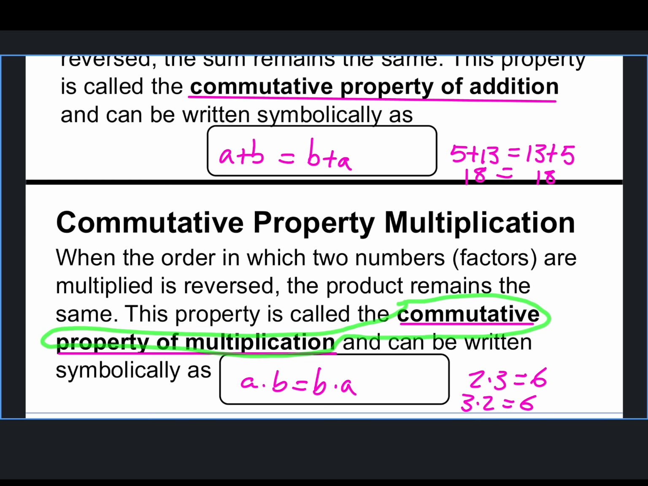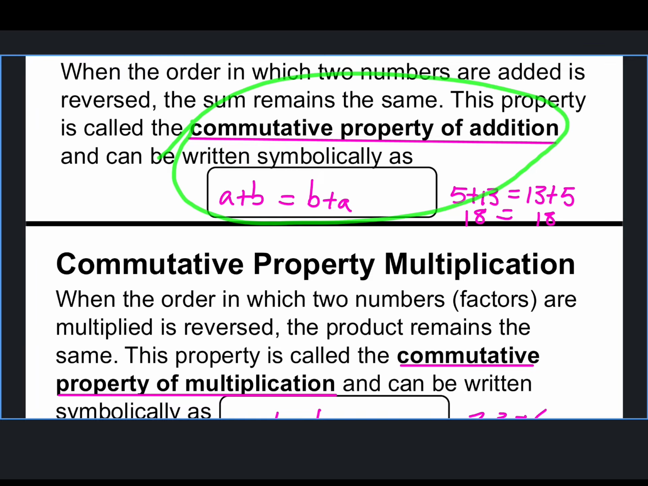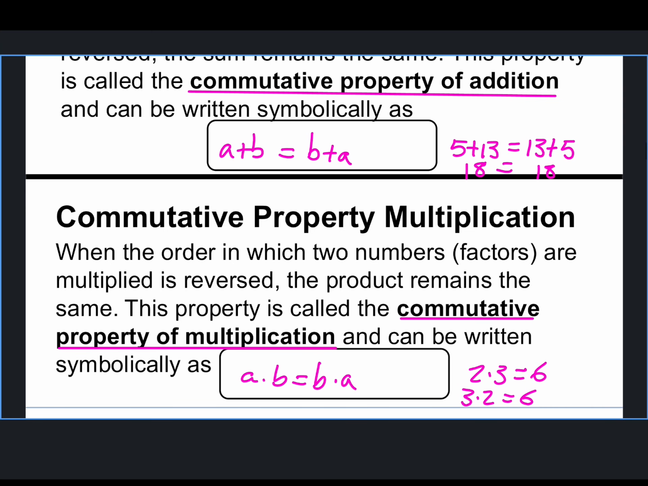Now, there is a commutative property of addition, and it's right here. It says that we can change the order of addition without changing the result. It is a very fancy way of saying just that. Any questions about the commutative properties? Well, the only thing between addition and multiplication, you said in order two numbers factor or multiply in reverse, but they're factors.